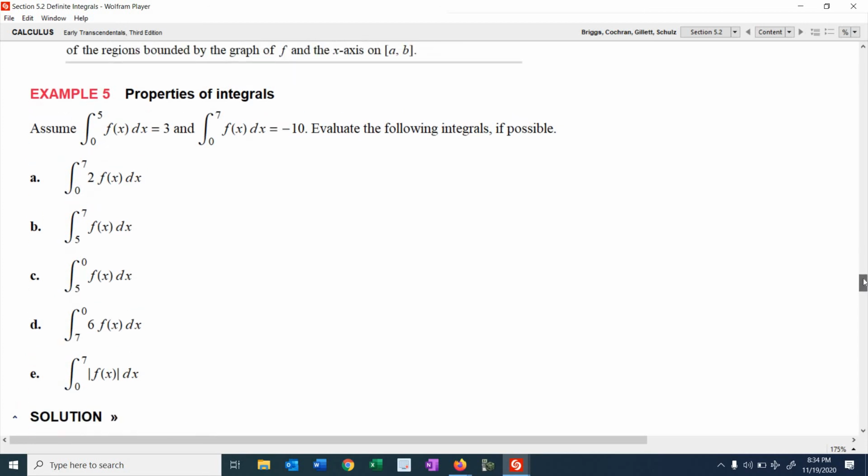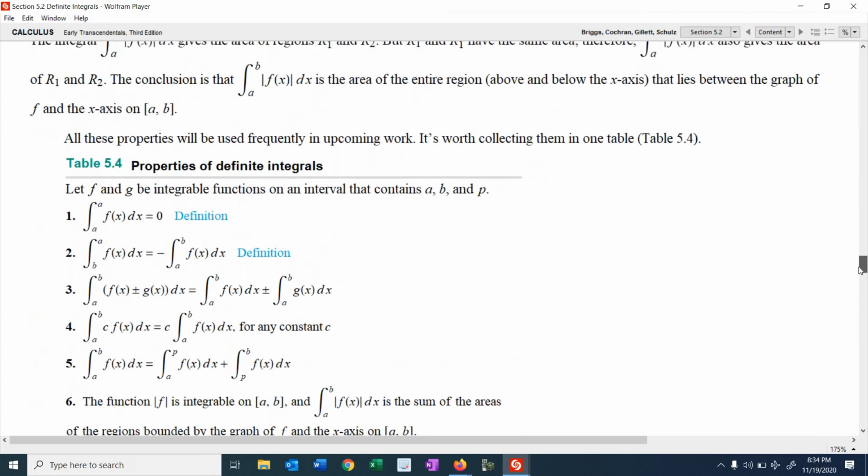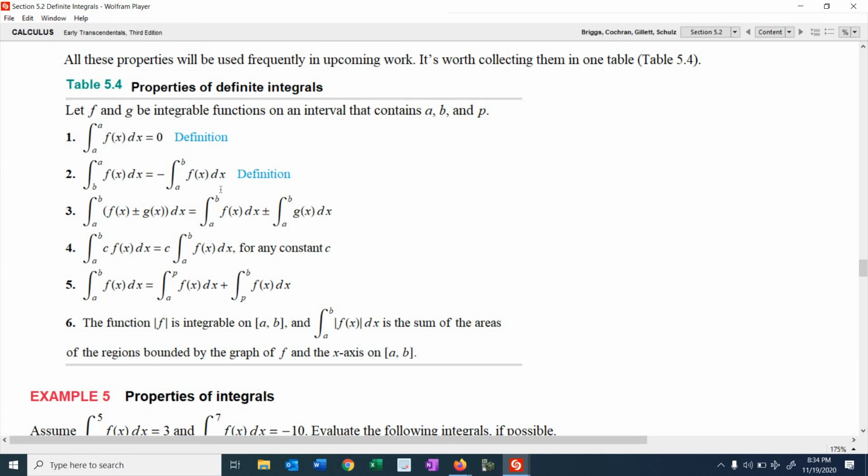Okay, so this is just some examples where you use these properties of definite integrals. Some of these are obvious and some of them are new. I would say that 1 is fairly obvious, 3 is fairly obvious, and 4 is fairly obvious. 2 and 5 are not so obvious, so you may want to look at those, as well as 6.